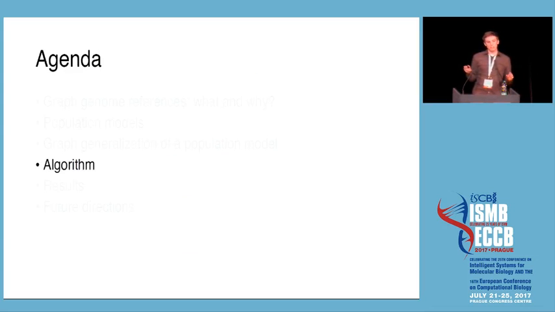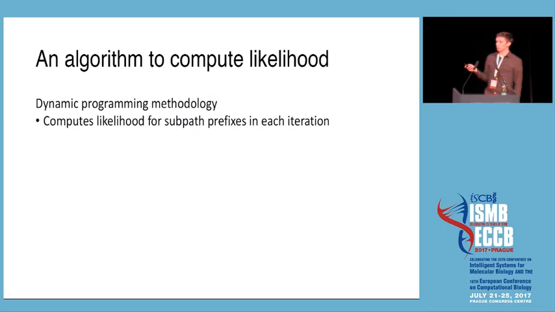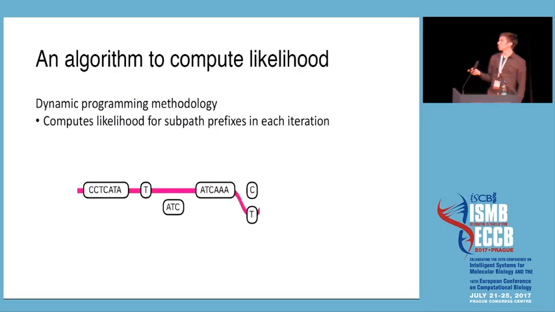Okay, and we have developed a novel algorithm for computing the likelihood in this model. It's a dynamic programming algorithm. So in typical dynamic programming form, it will compute the likelihood for increasingly long prefixes of the path. So we'd start with computing the likelihood of just a single node, and then in each iteration, extend it until in the final iteration, we have the likelihood of the entire haplotype path.